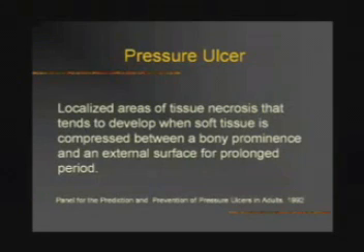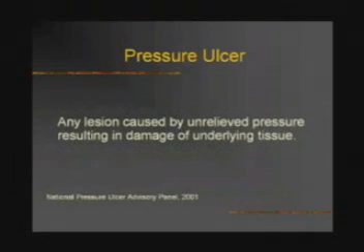What is a pressure ulcer? It is a localized area of tissue death that tends to develop when soft tissue is compressed between a bony prominence and an external surface for a prolonged period of time, like a bed or a chair. A pressure ulcer is any lesion caused by unrelieved pressure resulting in damage to that underlying tissue.